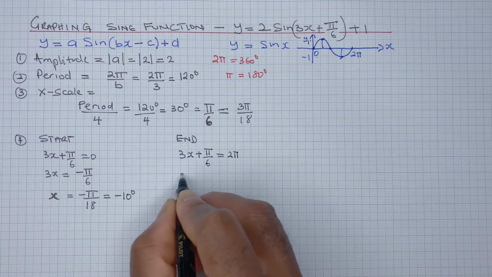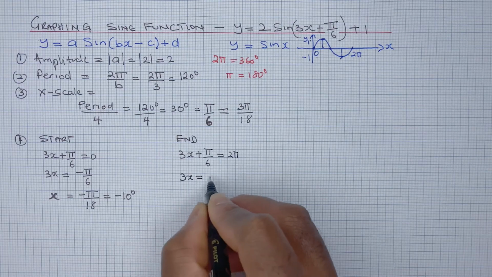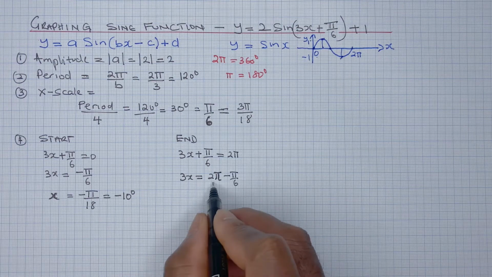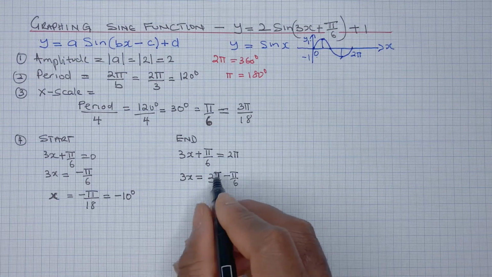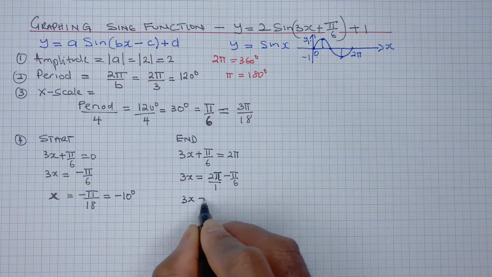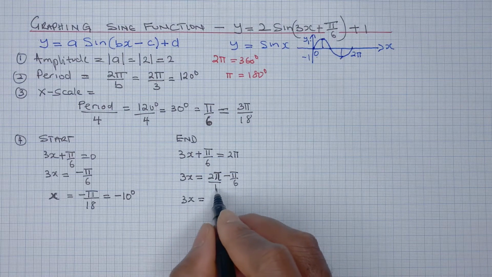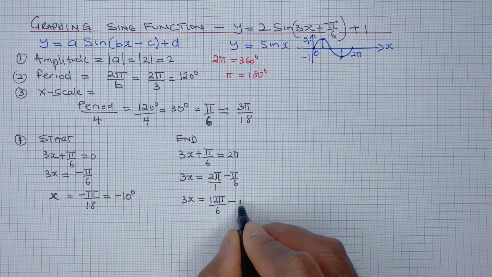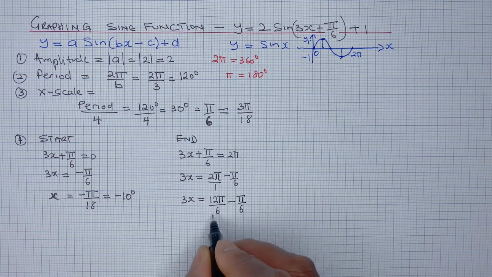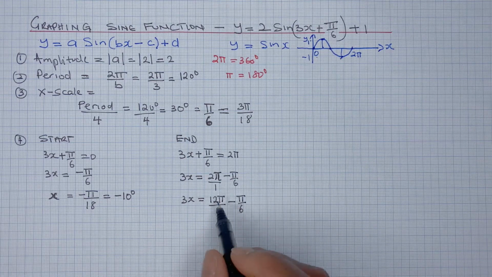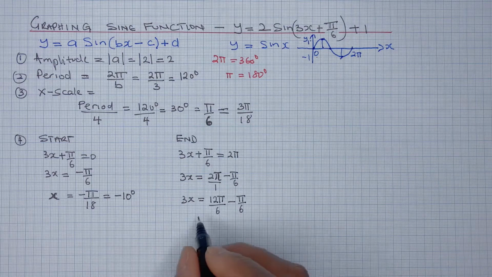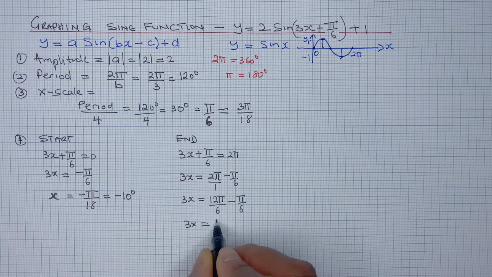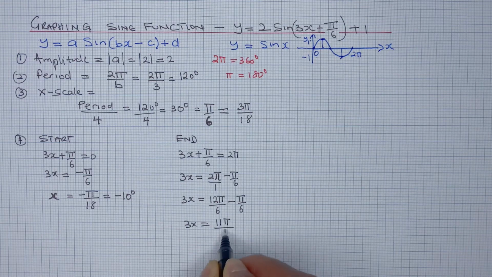And 3x will be equal to 2 pi minus pi over 6. And that's 2 pi over 1. And so that would be 3x equals 2 pi times 6, so that would be 12 pi over 6 minus pi over 6. So I've made them the same denominator. Multiply that by 6, multiply that by 6. And that would give 3x equals 11 pi over 6.